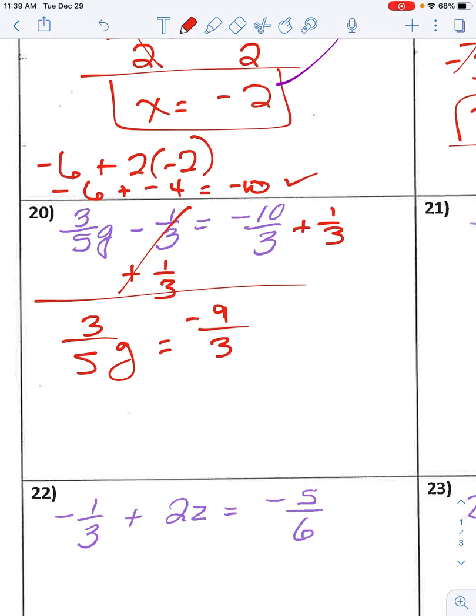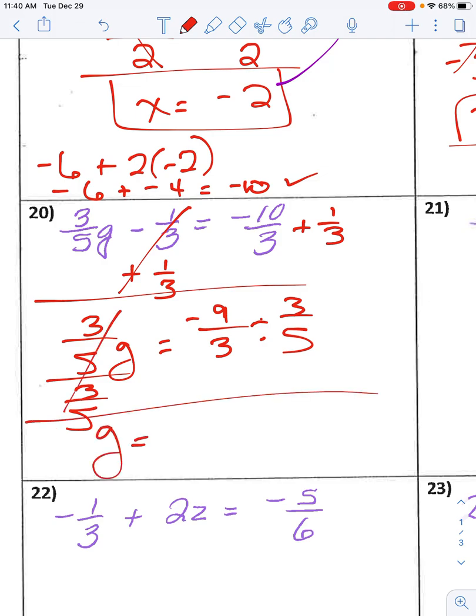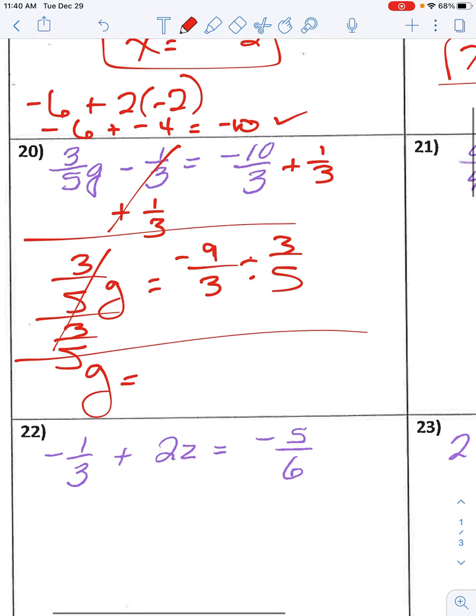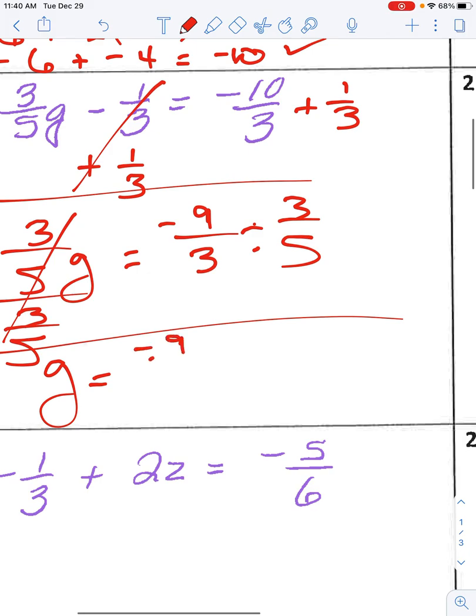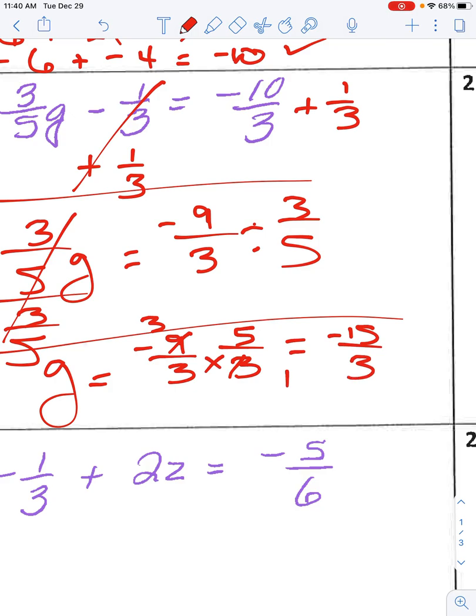And then 3/5 g, a number next to a letter says multiplication. So I'm going to do the inverse and divide by 3/5, leaving me with g. And then remember, we don't divide fractions. We keep it, switch it, flip it. So I have a -15/3, which is going to simplify to a -5.